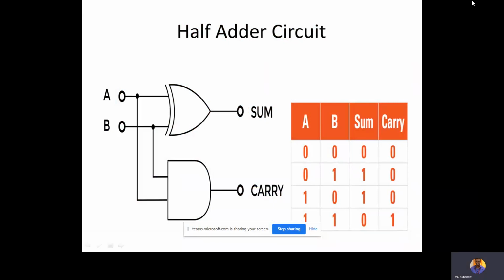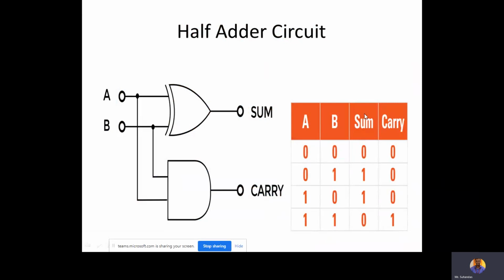In the half adder, if I consider two inputs A and B, you can observe the table here. If the input A is 0, B is 0, then sum is 0 as well as carry is 0. Similarly, if A is 0 and B is 1, then the sum is 1 and the carry is 0. If A is 1, B is 0, in that case also sum is 1 and carry is 0. If A is 1 and B is 1, sum will be 0 and carry is 1.